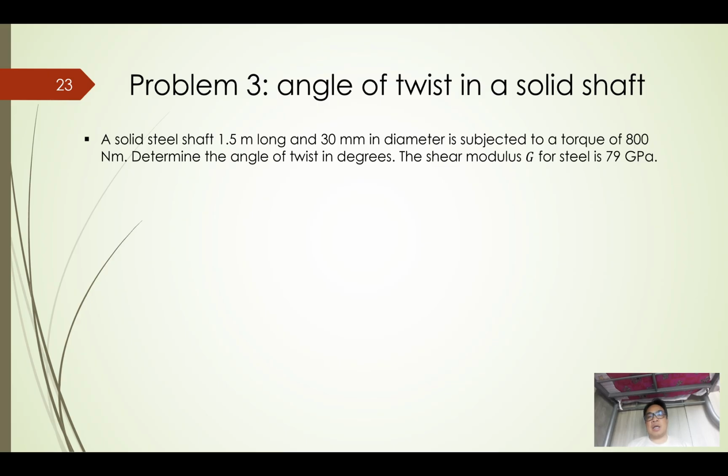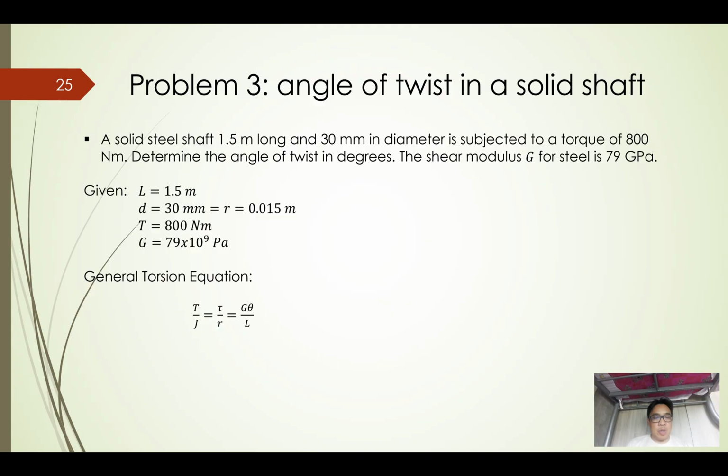Problem number 3, finding the angle of twist in a solid shaft. A solid steel shaft, 1.5 meter long and 30 millimeter in diameter, is subjected to a torque of 800 Newton meter. Determine the angle of twist in degrees. Given also is the shear modulus of steel, 79 gigapascal. Again, length is equal to 1.5 meter, diameter is 30 millimeter, and we need the radius. Radius is equal to 0.015 meter. Torque is 800 Newton meter, and the shear modulus is 79 times 10 raised to the 9th power pascal.